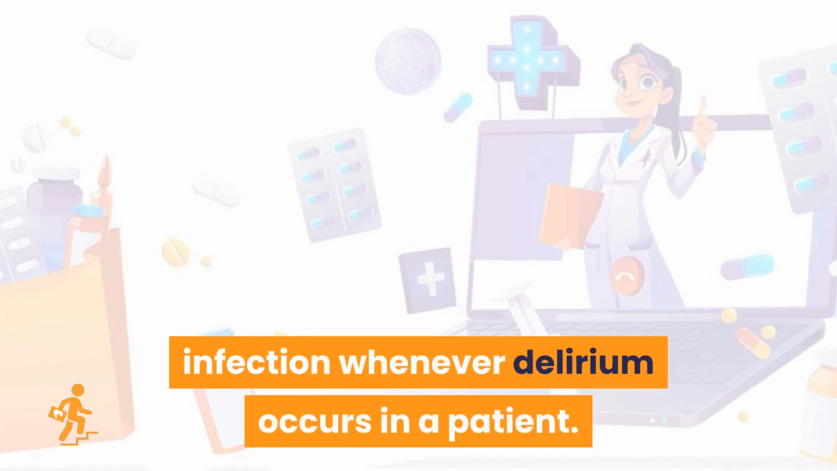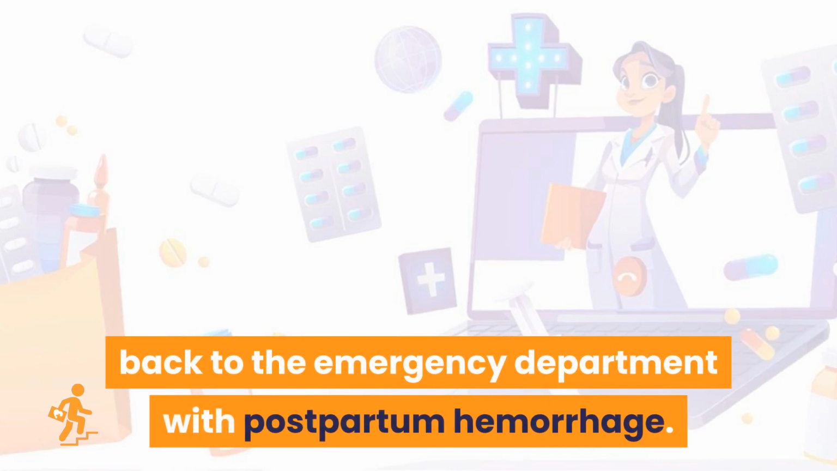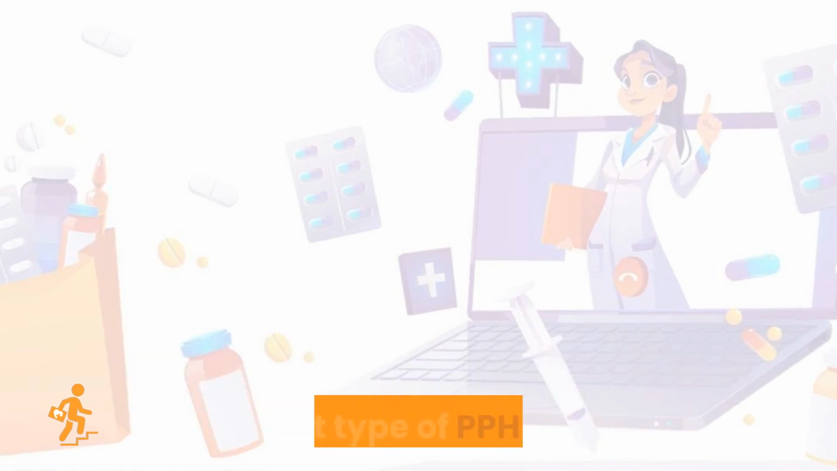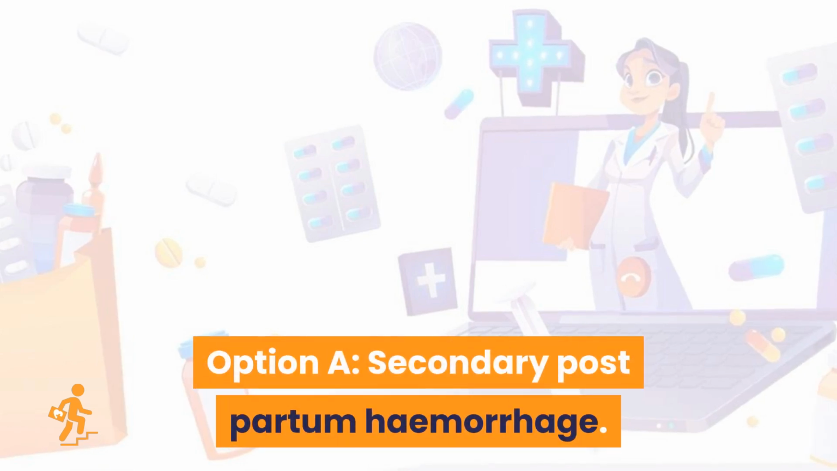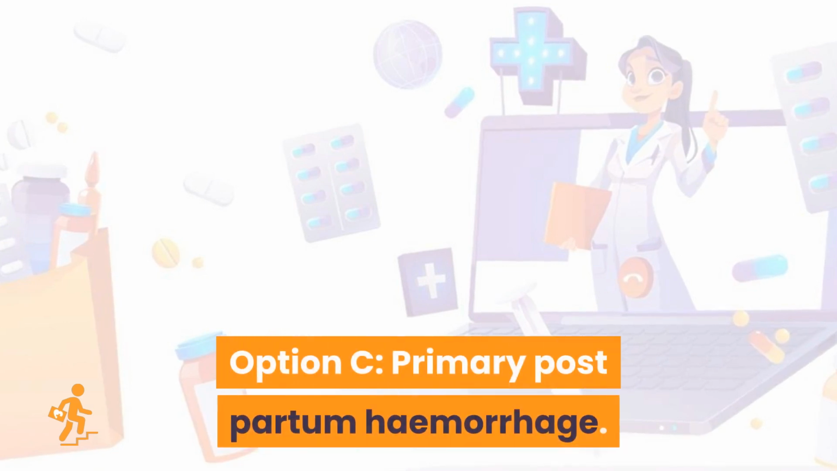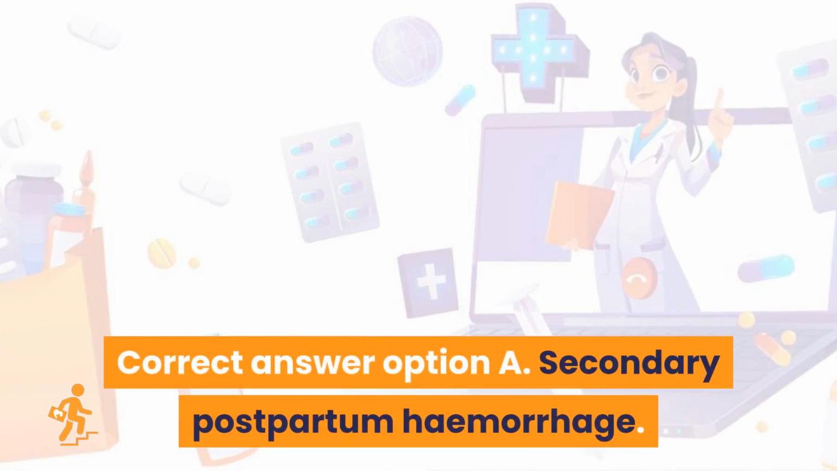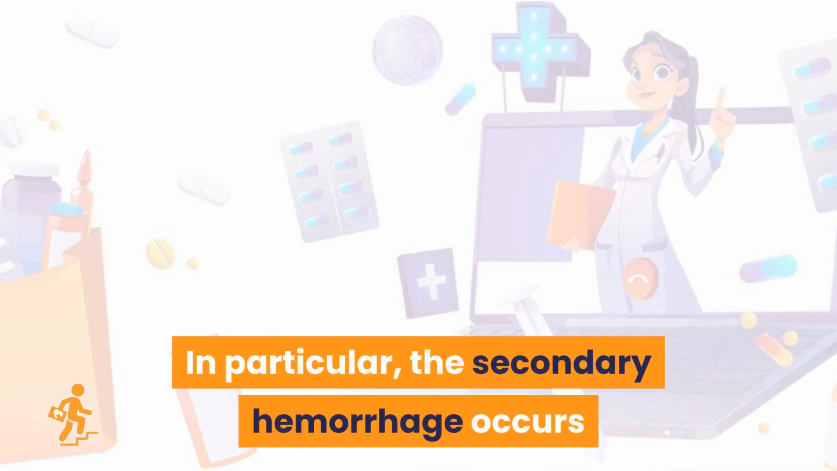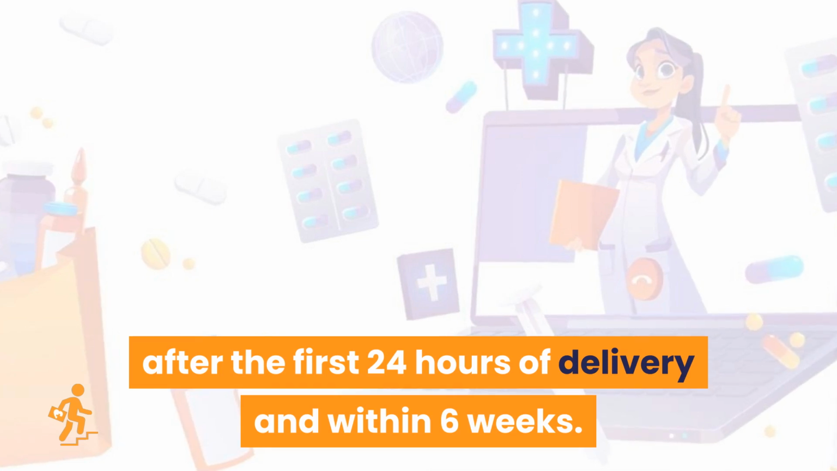Question 22. A young mother who delivered 48 hours ago comes back to the emergency department with postpartum hemorrhage. What type of PPH is it? Option A. Secondary postpartum hemorrhage. Option B. Tertiary postpartum hemorrhage. Option C. Primary postpartum hemorrhage. Option D. Antepartum hemorrhage. Correct answer option A. Secondary postpartum hemorrhage. In particular, the secondary hemorrhage occurs after the first 24 hours of delivery and within 6 weeks.